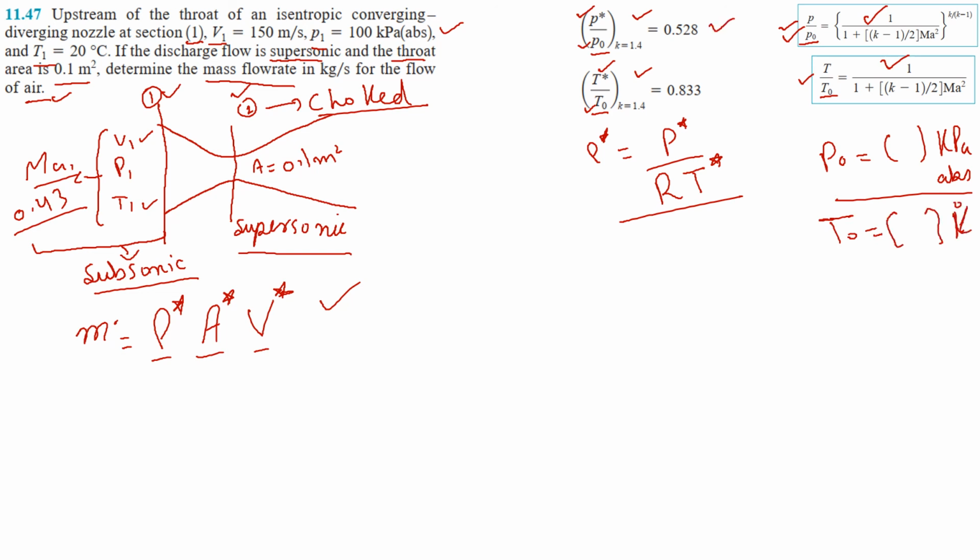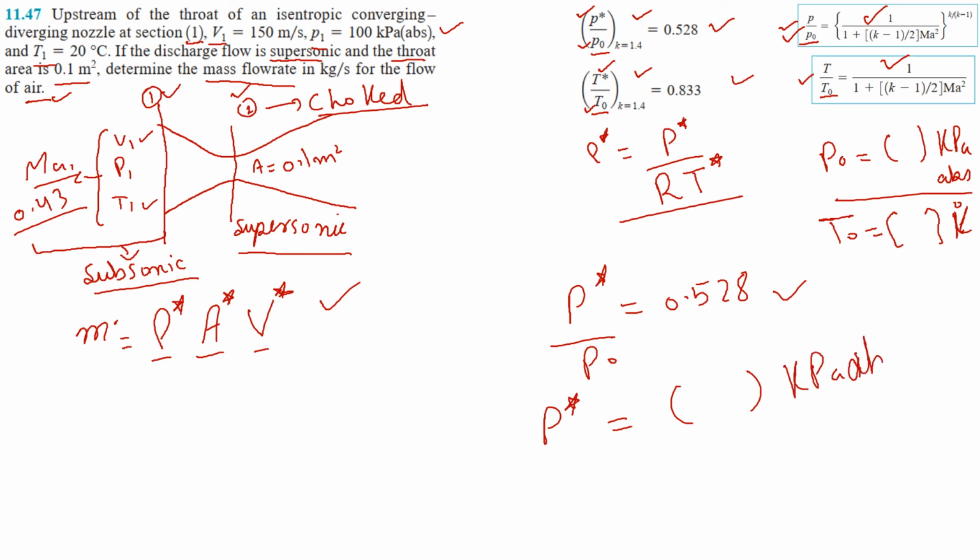So now I am going to use these two equations, and P star over P0 is equal to 0.528. We know that from our textbook, so I will put the values of P0 and we will get P star. Similarly, that will be in kilopascals, absolute pressure. Similarly, I am going to use T star over T0, and I'm going to multiply T0 right here, and I will get the values in Kelvin. So now I know my values for pressure and temperature. These are the critical pressure and critical temperature.